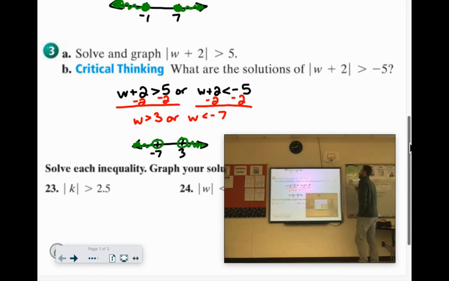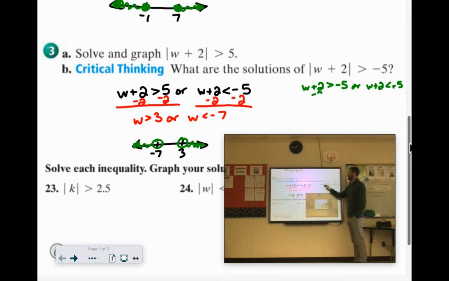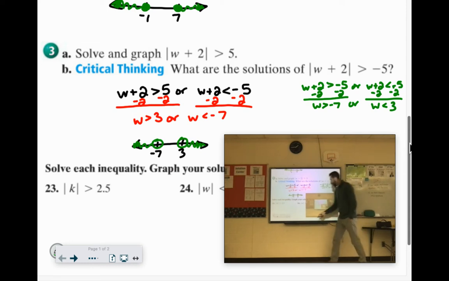So if you were to set up two equations here, you could say W plus 2 is greater than negative 5, or W plus 2, flip the sign, less than positive 5. So making it the opposite there. Let's see. So minus 2, W is greater than negative 7, or if we subtract 2 here, we get W is less than 3. But let's see what this looks like if we graph it.